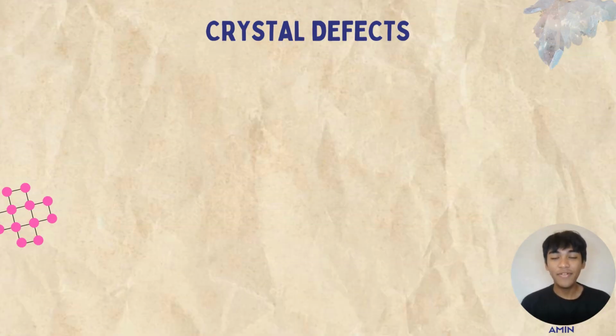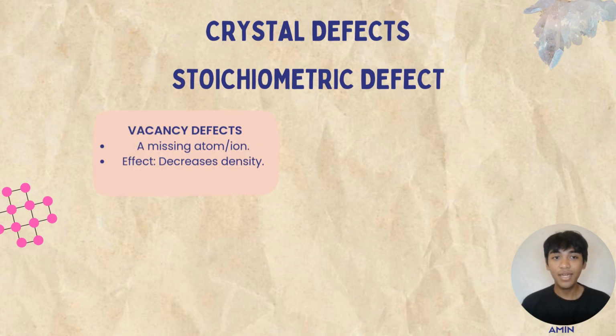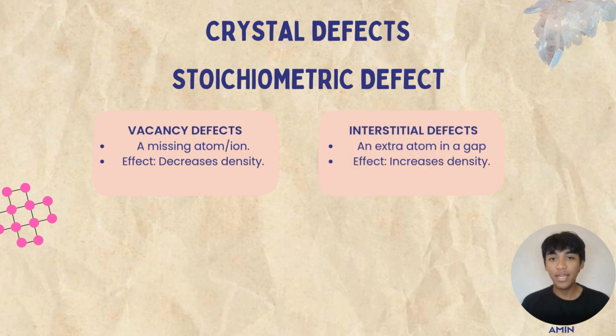There are 4 types of stoichiometric defect. The first one is vacancy defect. It has a missing atom or ion that causes the density to decrease. And then the second one is interstitial defect. It has an extra atom in the gap that increases the density.